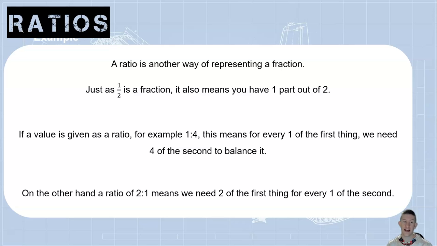On the other hand, if we had something like a 2 to 1 ratio, normally we wouldn't see this as a fraction because it just means 2. 2 on 1 is 2. But in a ratio, 2 to 1 means that we need 2 of this first thing for every 1 of the second. So it's just flipped the quantity of the things that we need, from less of the first to more of the first.